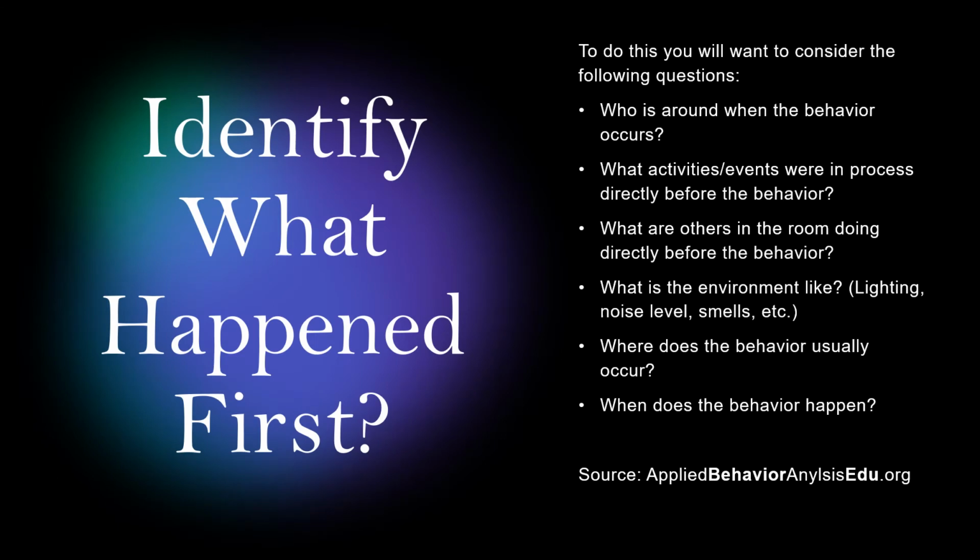Identify what happened first. To do this, you will want to consider the following questions. Who is around when the behavior occurs? What activities or events were in process directly before the behavior? What are others in the room doing directly before the behavior? What is the environment like? Lighting, the noise levels, the smells, etc.